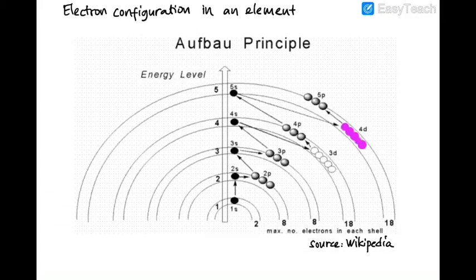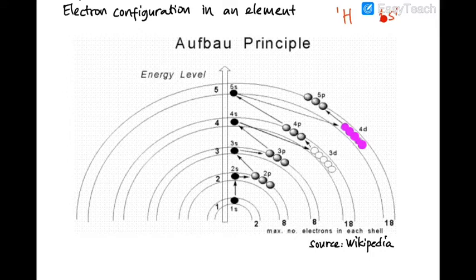Now let's discuss the electron configuration in an element. Electron configuration means the arrangement of electrons in different orbitals in an element. Now if we have a very simple element or atom like hydrogen, which only has one electron, of course the configuration will look very simple, which is 1s1.